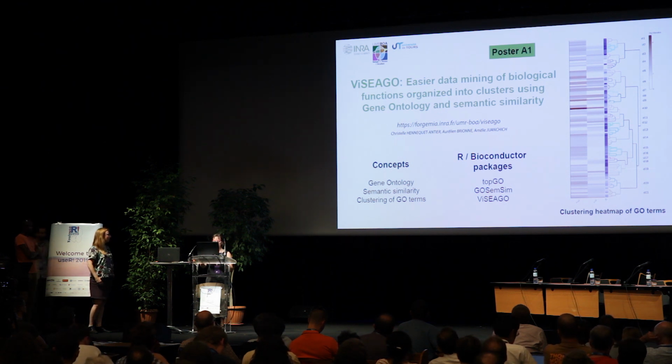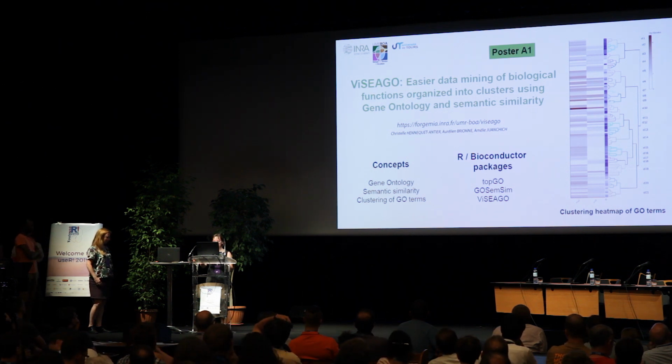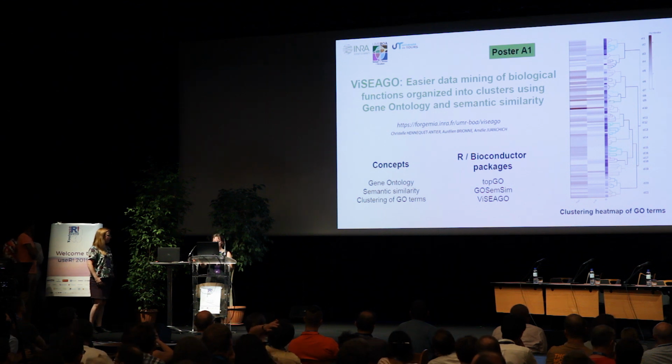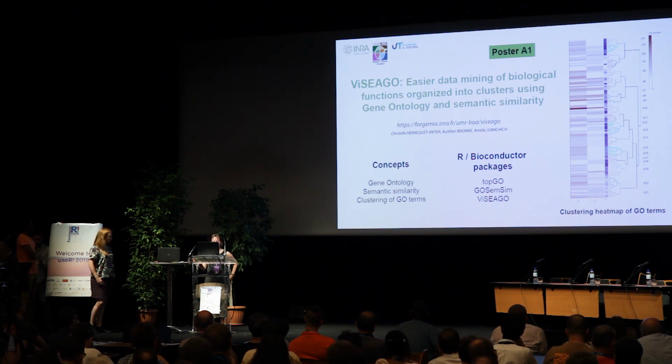The package is based on three concepts. First, biological functions are supported by gene ontology term. Then proximities between these group terms are computed using semantic similarity. At the end, group terms are grouped in a Venn diagram like this in order to easier interpret data.